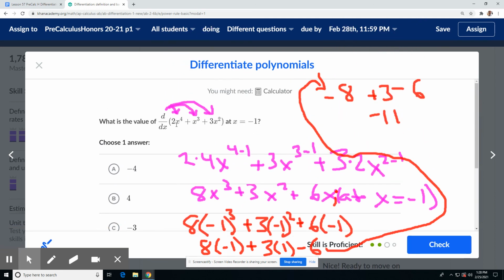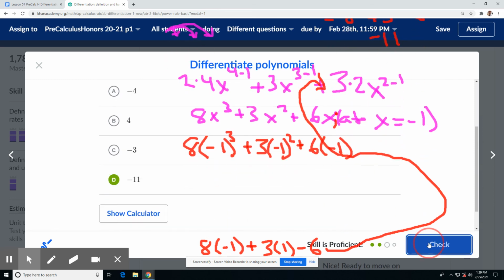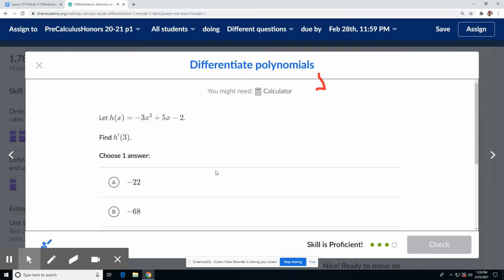Okay, so the trick is we do the derivative to each term, and then if it's asking us to evaluate it at an input or a value, then we would just plug that in after we've done the derivative. And same type of problem, do the derivative first, then plug in 3.